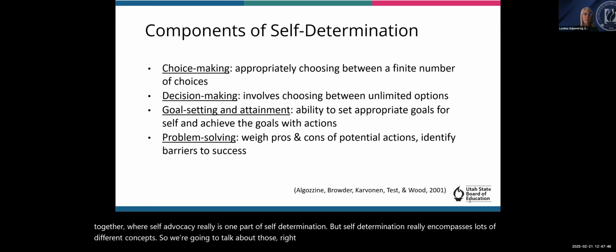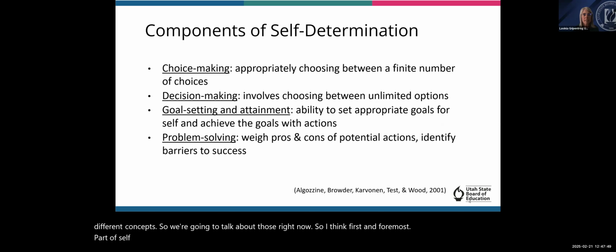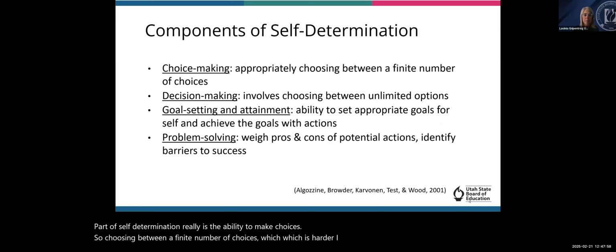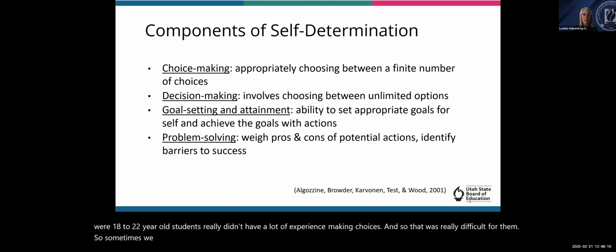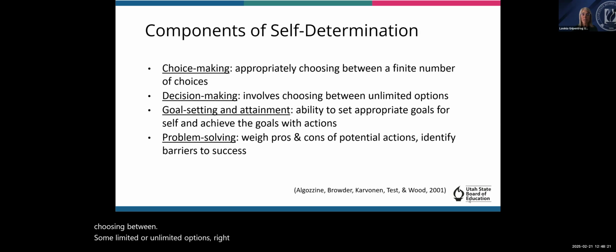So I think first and foremost, part of self-determination really is the ability to make choices. So choosing between a finite number of choices, which is harder. I definitely found that my students in post-high, and these were 18 to 22-year-old students, really didn't have a lot of experience making choices. And so that was really difficult for them. So sometimes we had to limit their choices, which kind of comes to the next concept of decision making, which really involves choosing between some limited or unlimited options, right? So choice making is you're kind of controlling maybe just 2 options to begin with if students haven't had a lot of experience with choice making.